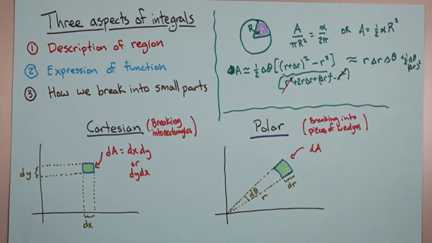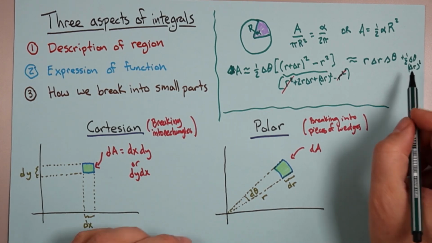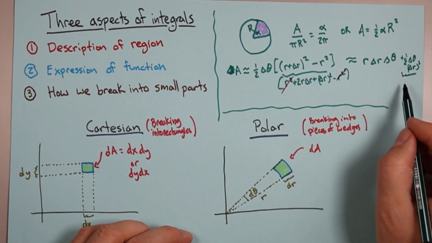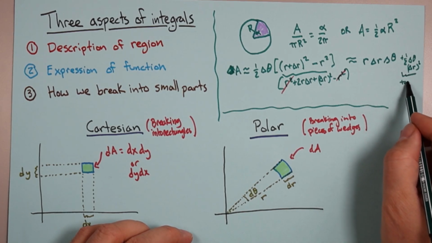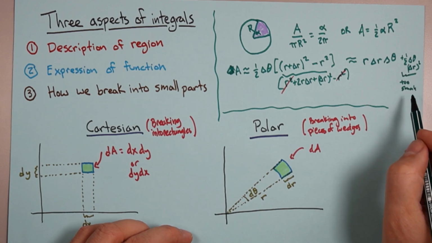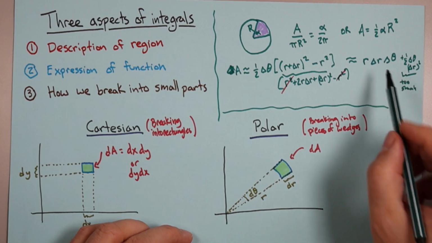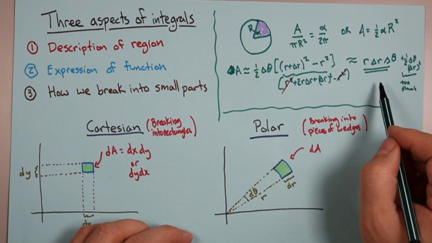Now, what's the punchline? The punchline is that this piece right here is too small in some sense. So in other words, as we get very small, this is the part that dominates.